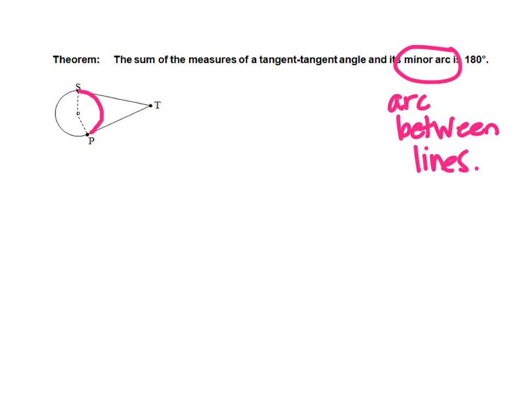So what we're saying is that if you take angle T, the angle formed from the 2 tangents, and you add to it that minor arc, arc SP, it's going to equal 180 degrees.